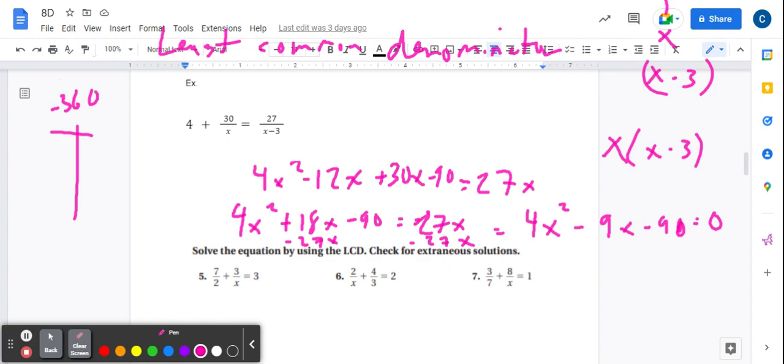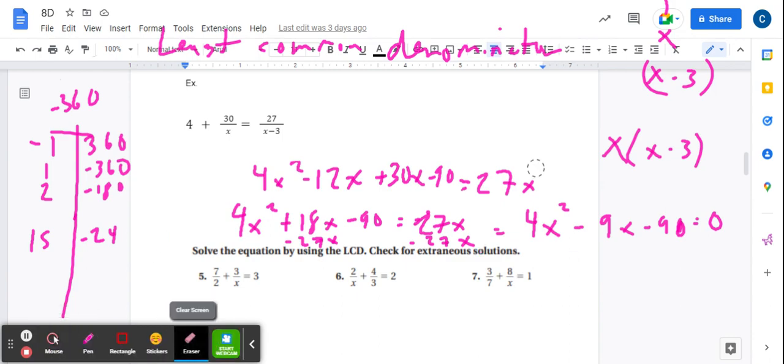Going through all the factors here, you can go negative 1 and 360, and 1 and negative 360, and 2 and negative 180, and on we go. And we should end up with 15 and negative 24. Remember, going back to our old notes from factoring, the 15 and negative 24 is what we split that middle term up into. Okay, so I'm going to clear this out so we get a little room here.